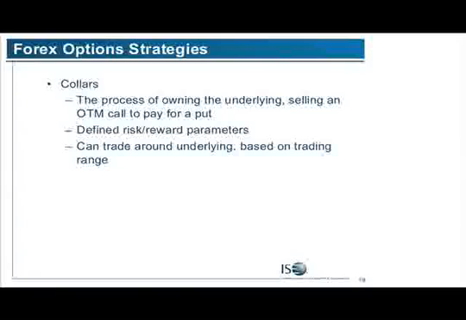And so what is a collar? Looking at a collar, it's the process of owning the underlying and selling an out-of-the-money call to pay for a put. It's a pretty vanilla strategy. It basically helps you mitigate, or really neutralize, the vega risk you have in the underlying strategy. You can trade around an underlying, and it's based on a trading range. You think the market's going to trend up. A collar more or less takes on a very similar price dynamic to being just long a call spread, which we'll talk about in a little bit.